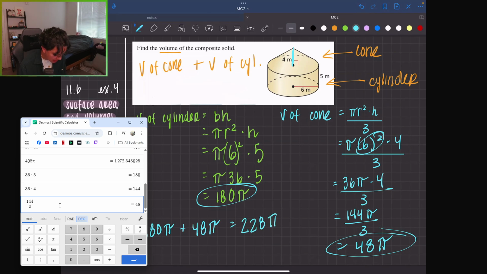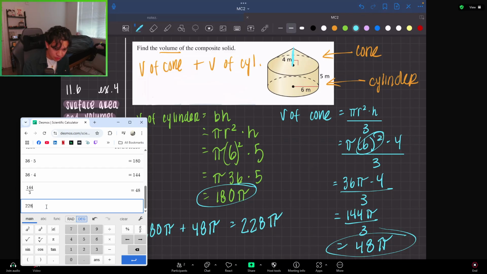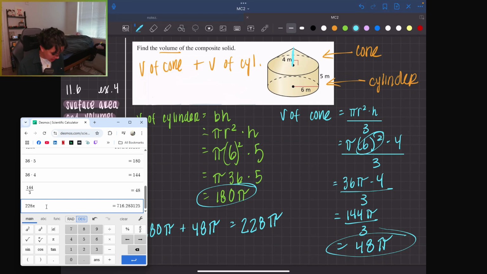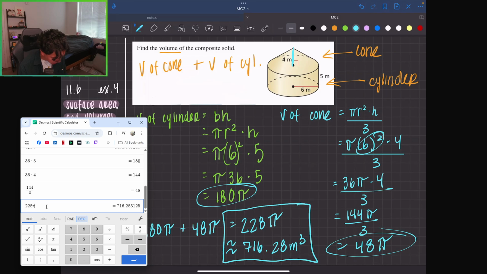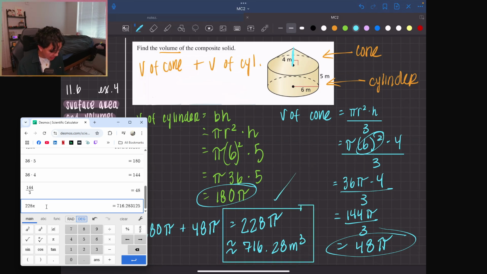228 pi. If we wanted to find the exact value, 228 pi is going to approximate to 716.28. What are our measurements? Cubic meters. So we have our answer in terms of pi and in the approximate value as well.